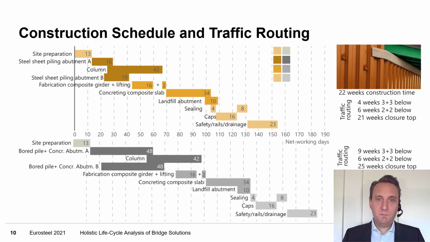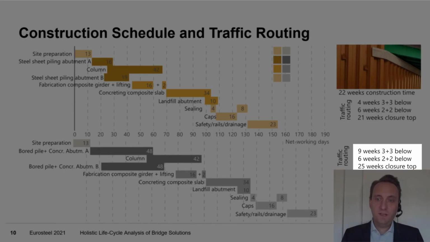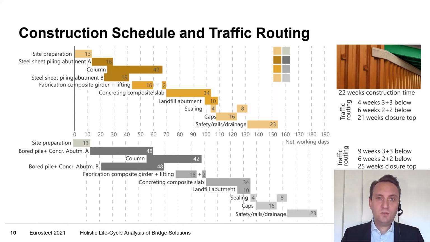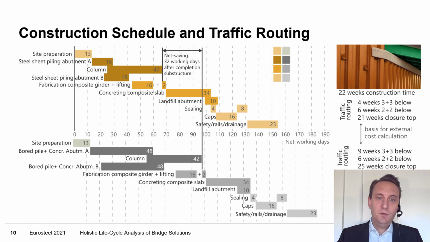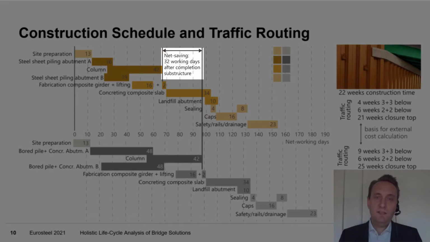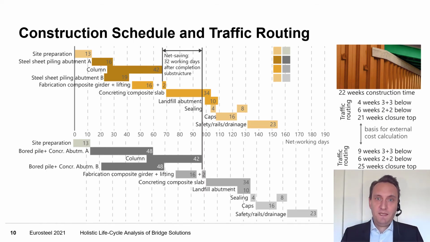The second abutment, the reinforced concrete abutment, needs a longer construction period, and this longer construction period is responsible for higher external costs. And when we now compare the erection periods for the abutments, you can see that we have a net saving of 32 working days. So if I speed up my construction period, I can produce benefits for all the vehicles passing my building site.